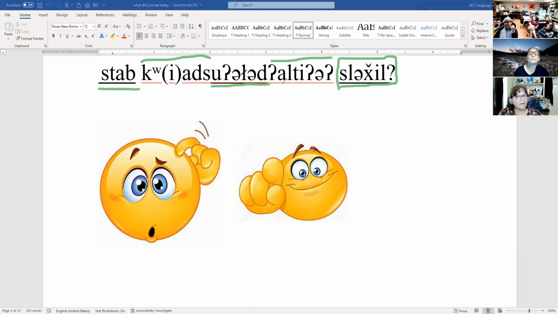Now, as the speaker, you can actually choose to cut all of this off. You don't even have to say this part. You can just say stab quads ushed. What did you eat? Depending on the context of our conversation, it could be just after lunch, and it'll be stab quads ushed, and that means, oh, what did you have for lunch? So that's the context part.